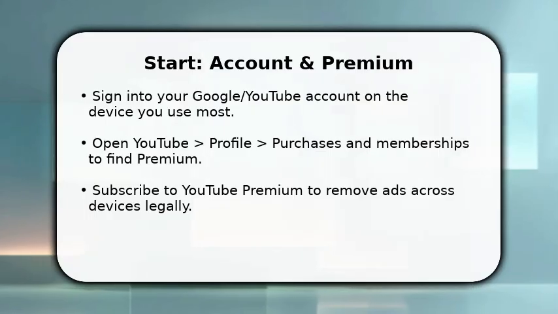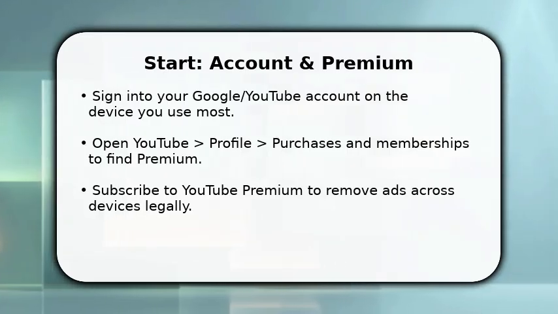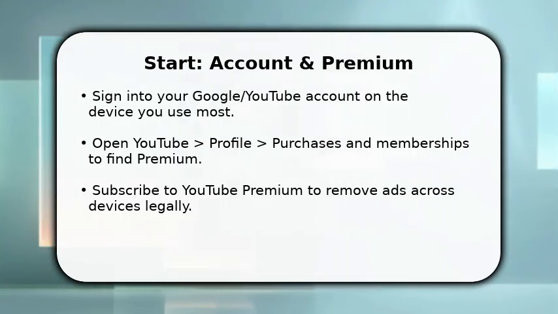You'll begin by using your account. Sign in and navigate to profile, then purchases and memberships. Choose YouTube Premium because it removes ads across desktop, mobile, and TV while supporting creators. Once done, confirm billing and enable Family Plan if needed.